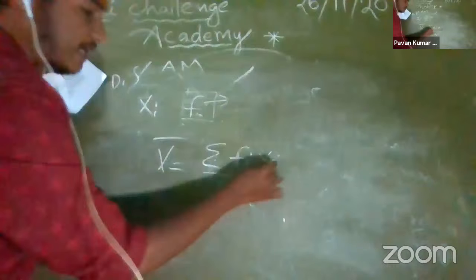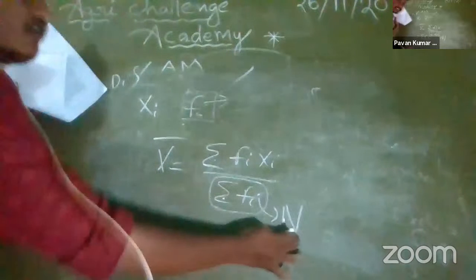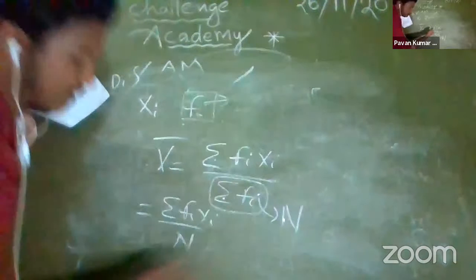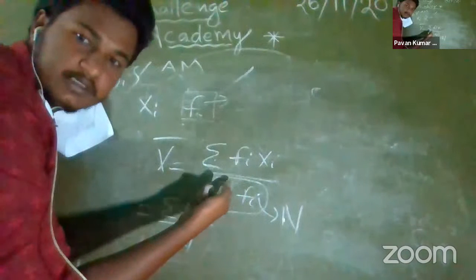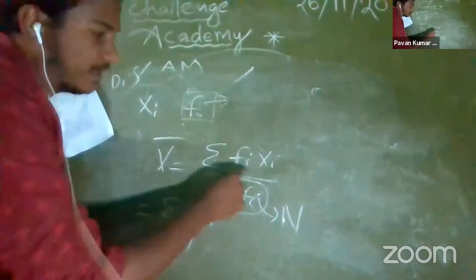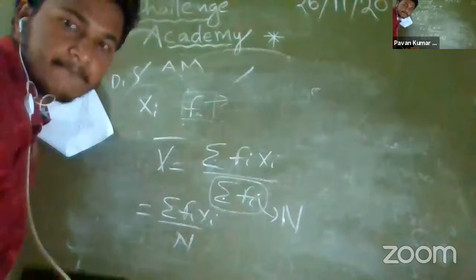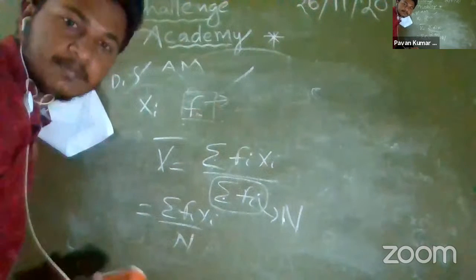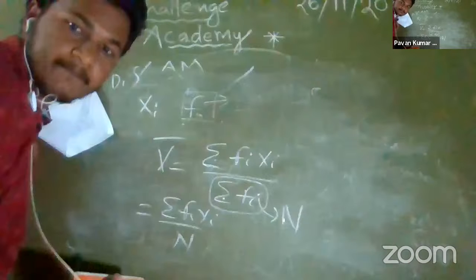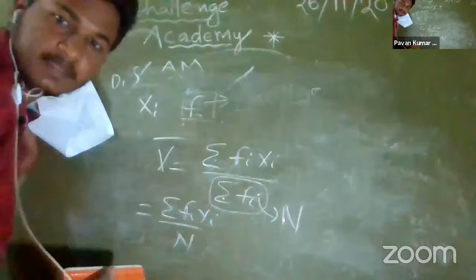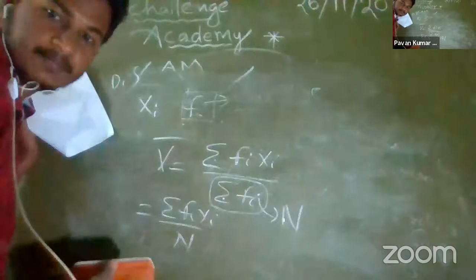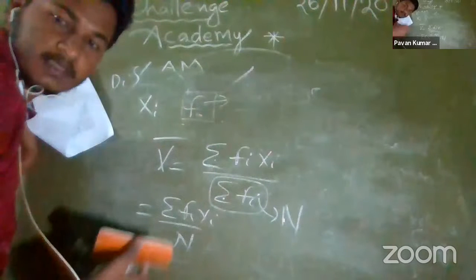Shall I do the proof of this formula? No need, your wish. How did this formula come, fi into xi? Hello. Shall I do the proof of this discrete formula? This is a very simple proof also.